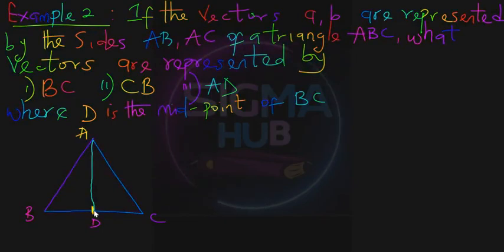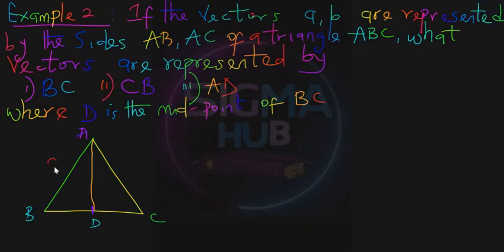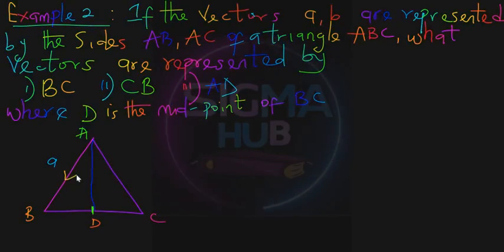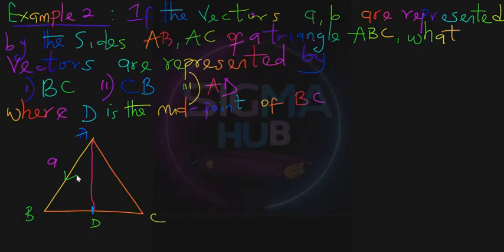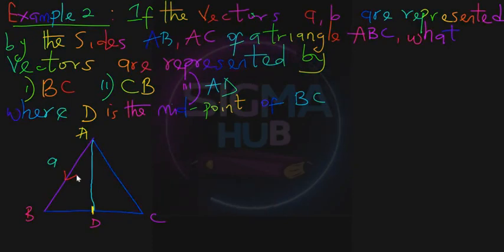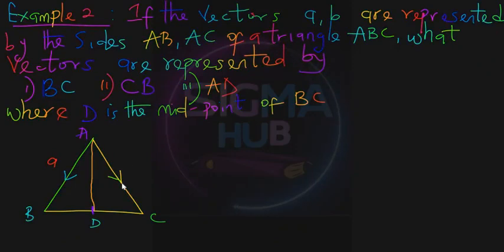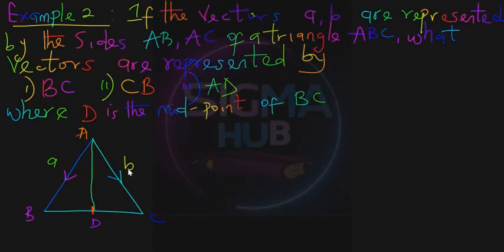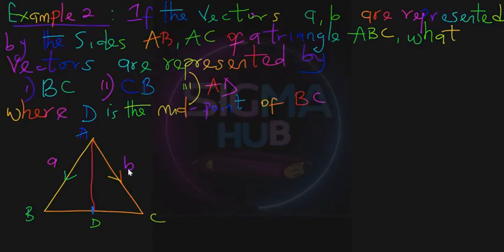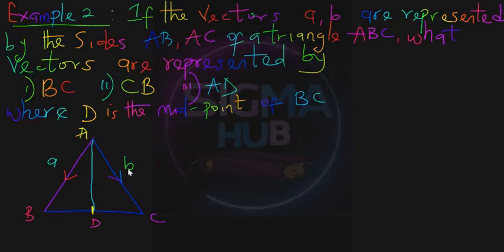Now from the question, a represents the side AB, but we need to look at the direction, A to B. This is how the direction goes. Then b represents the side AC. We need to also look at the direction, and the direction is like this, from A to C, and it's represented as b. Now from this we can begin to answer all the questions. So the first question says we should find the vector that is represented by BC.